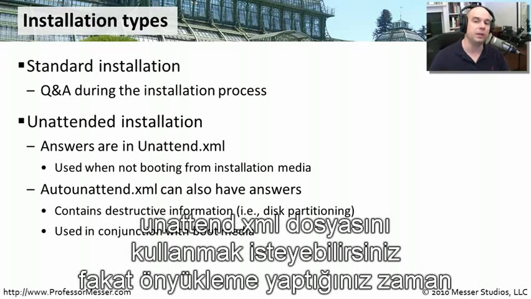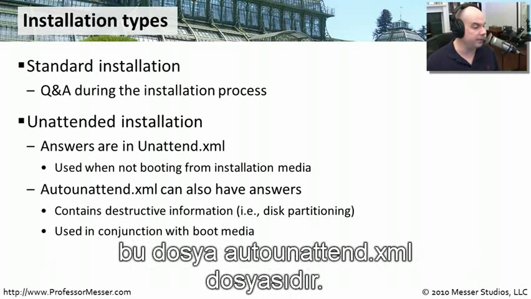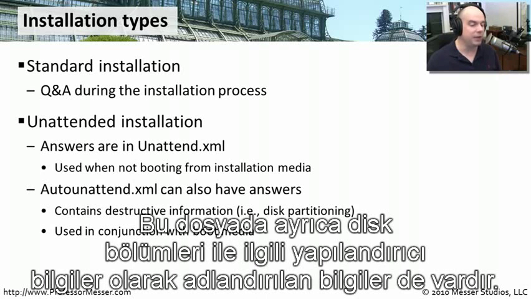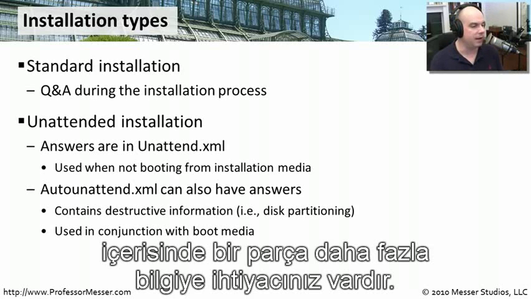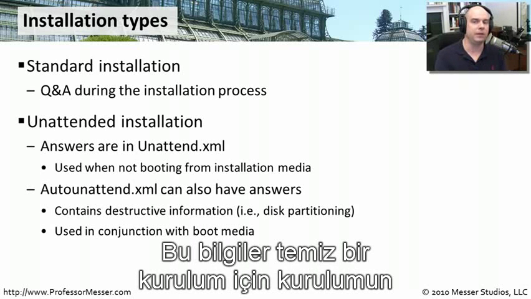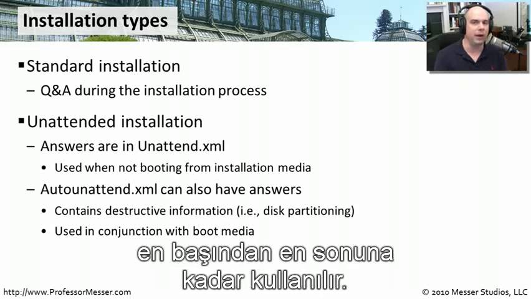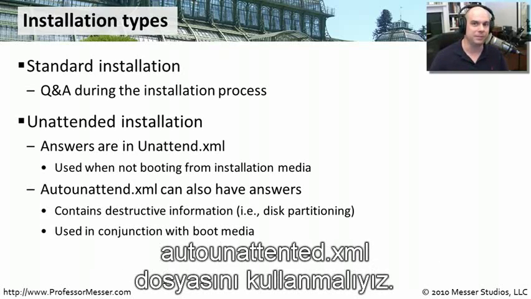But when you're booting up, there are a number of extra questions that are asked, so it's a different XML file. It's actually called auto-unattend.xml because there is information in there about disk partitioning, called destructive information. You're changing the hard drive, so you need a little more information in an XML file, and you have to specify it as that auto-unattend.xml file. You put that right on your boot media, and you use that to configure from the very beginning to the very end for a Windows clean installation. If you were looking to automate a clean installation, it would be the auto-unattend.xml file that we would use.